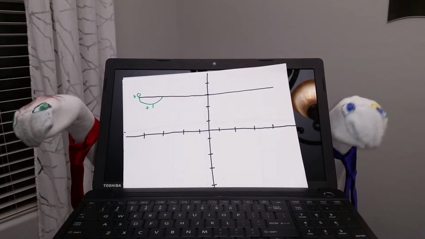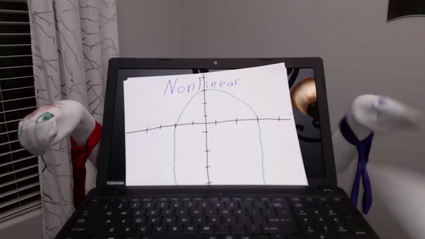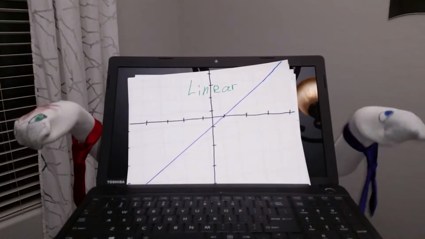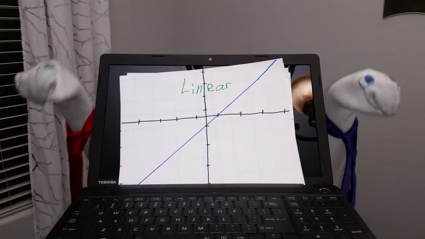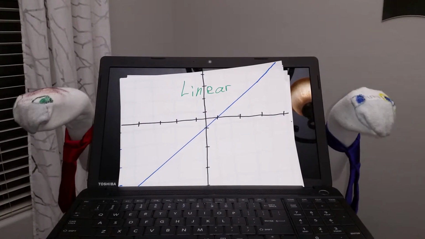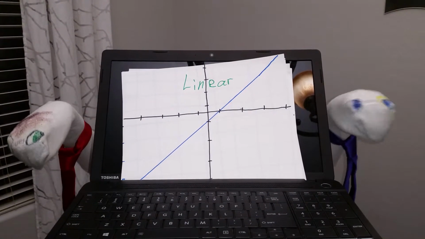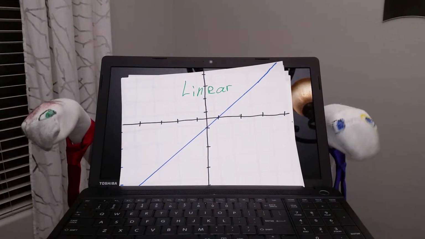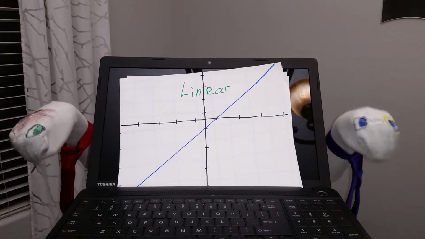Now do you know how to tell if a line is linear or nonlinear? Nope. All right. Well, this is nonlinear. And this is linear. Oh, so curved is nonlinear and straight is linear. Yes, however, nonlinear lines are still functions if they pass the VLT. Oh, so that curved line was still a function. Yes, good job, student. Now let's see if you can use what you learned.